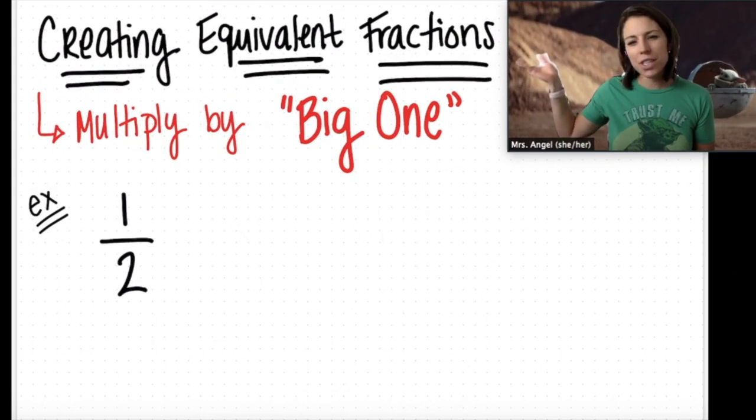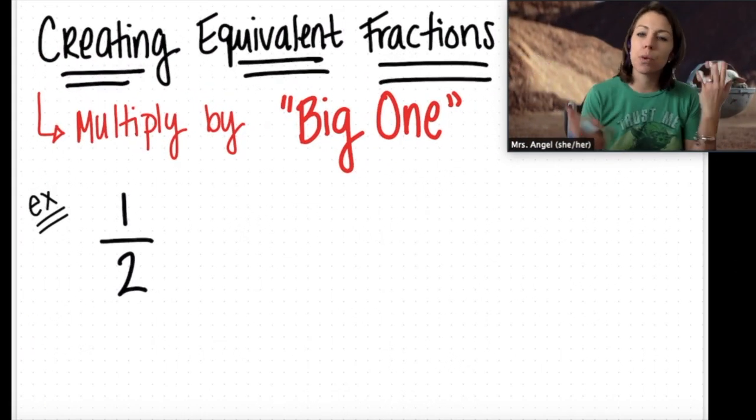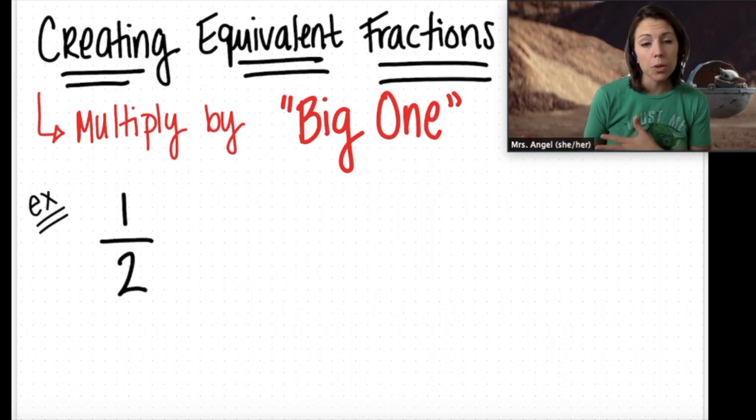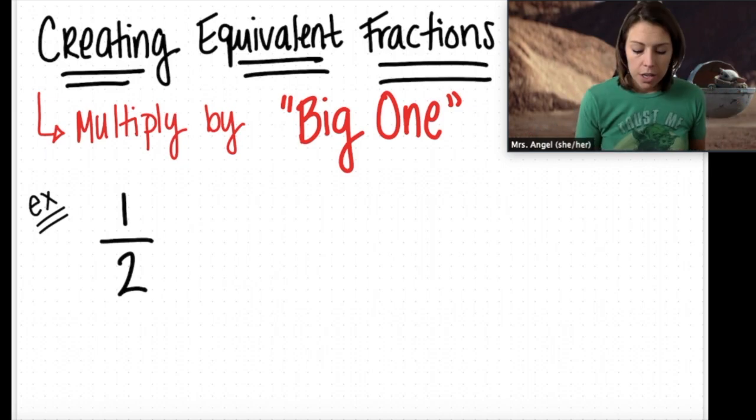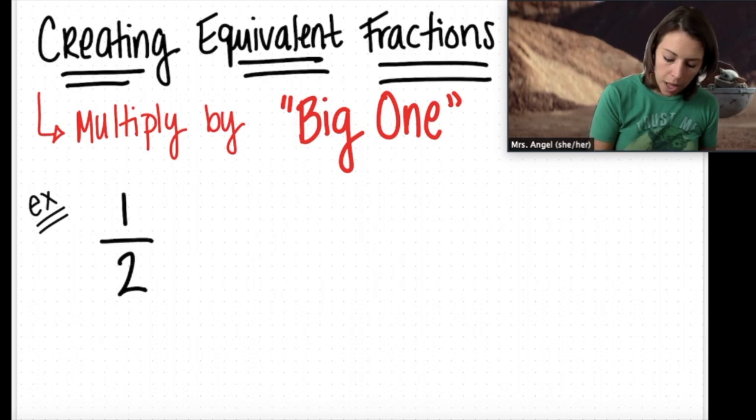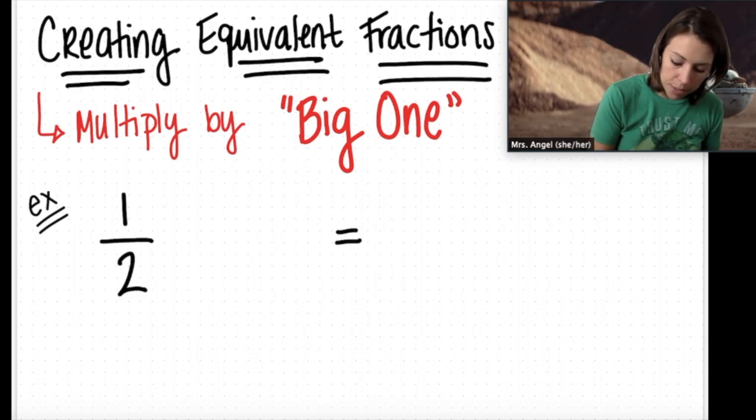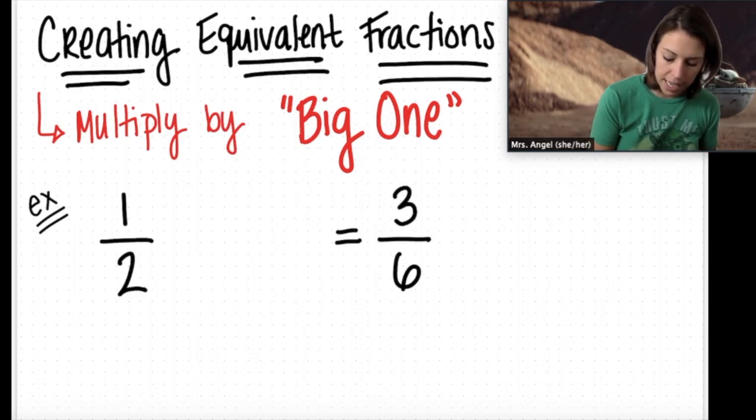So how does one actually create equivalent fractions? One way to do this is to multiply by what's called a big one. Let's look at our example. We had 1/2, and we showed that it was equivalent to 3/6.